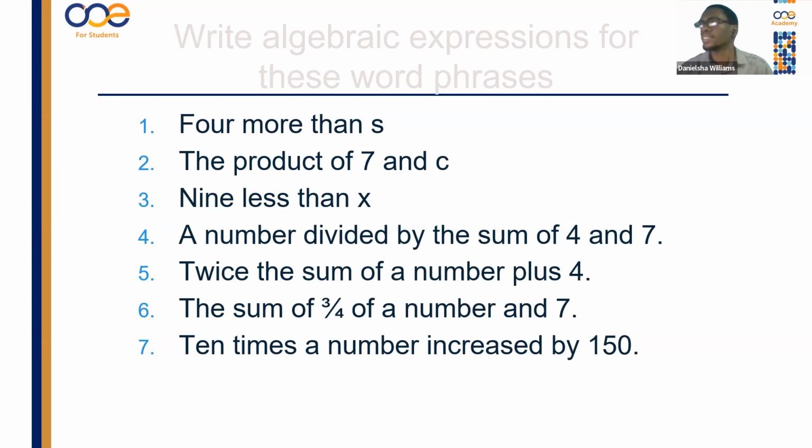Does anyone have the answer for question two? Yes, sir. All right, Jaden, what do you have? It said the product of 7 and C, so it would be 7 multiplied by C. Correct. Or just 7C. Yeah, that's also correct.